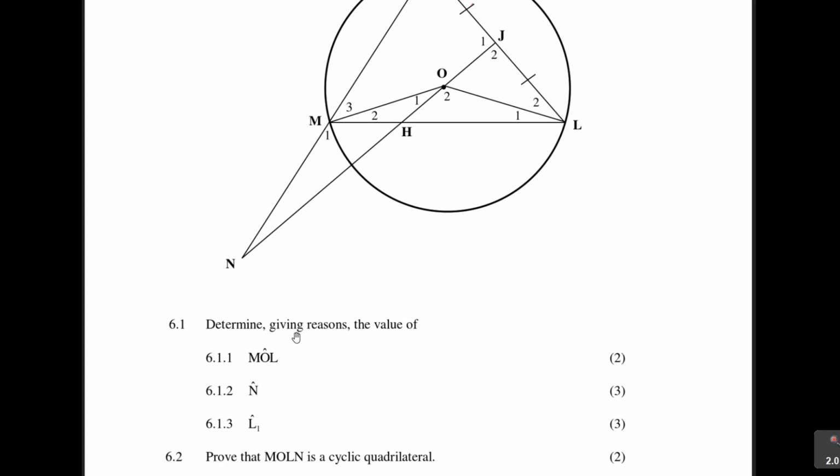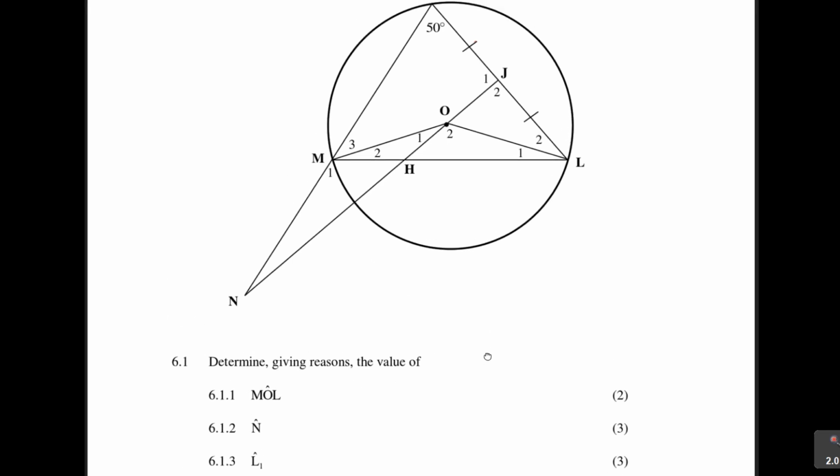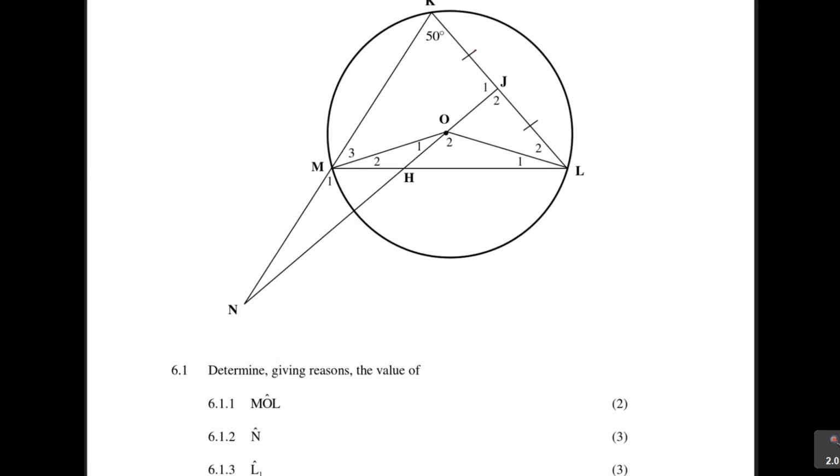It says, determine giving reasons the value of the following. The first one is MOL. They want this angle. I think this one is not difficult. You look at that, and then you've got that angle. You remember the theorem? Angle at center is 2 times angle at the circumference.